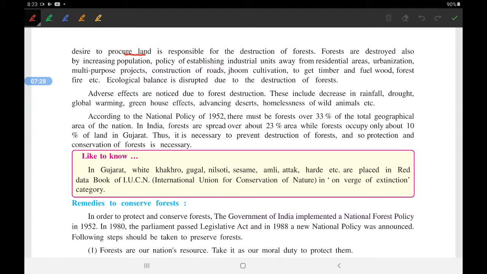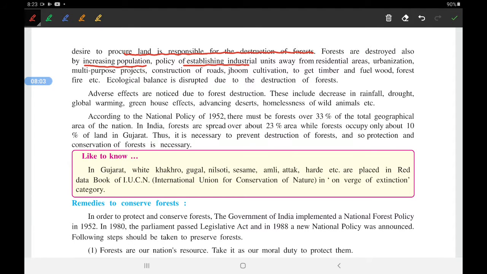If we want to get more and more land, why do we want it? Because our population is growing more. We need more space to live, we need more space to grow in the cities, we need more space to develop our industries, and due to that what we are doing, we are cutting down the forest, and when we are cutting down the forest, we are actually cutting down our own lives. Forests are destroyed also by increasing population. The main reason for the cutting down of trees or forest is population.